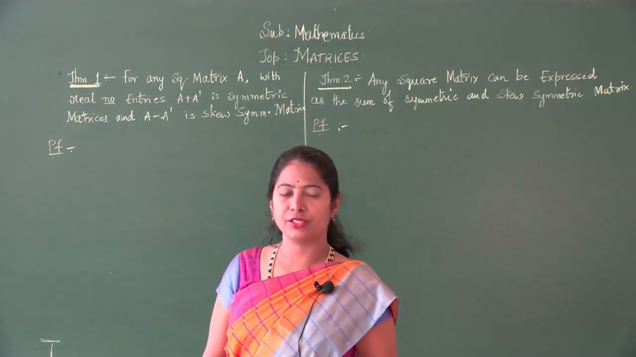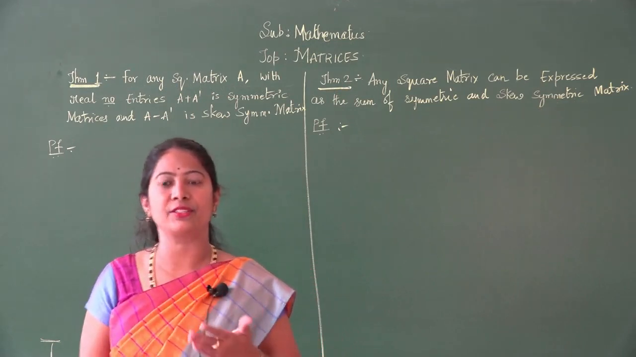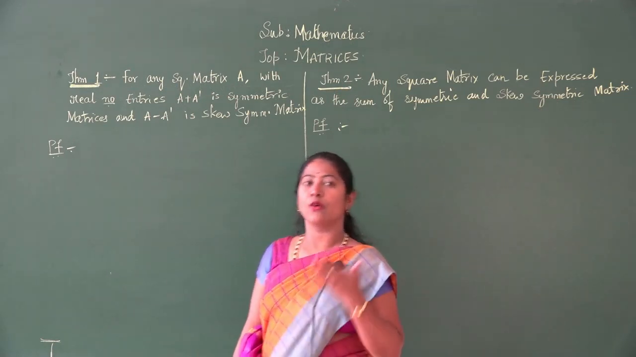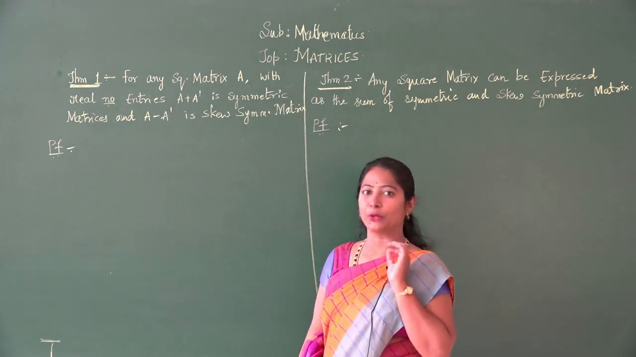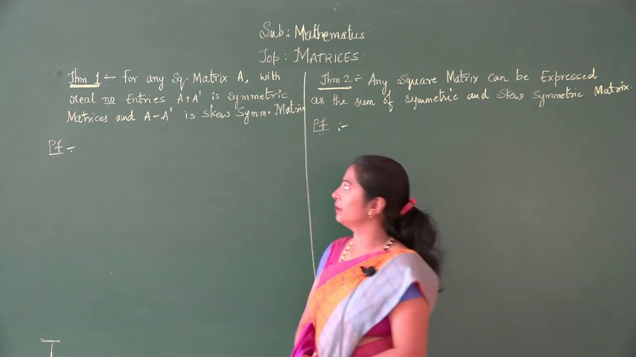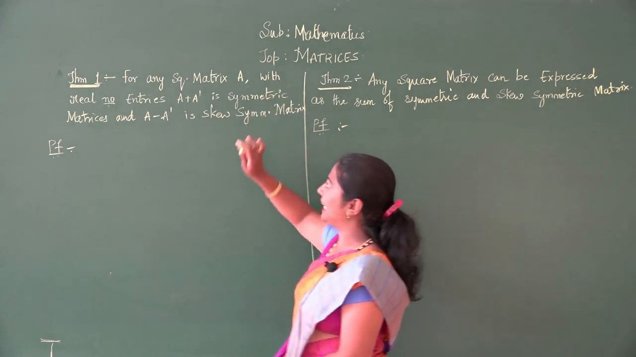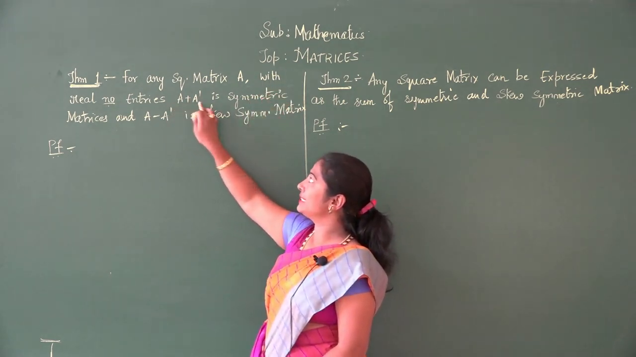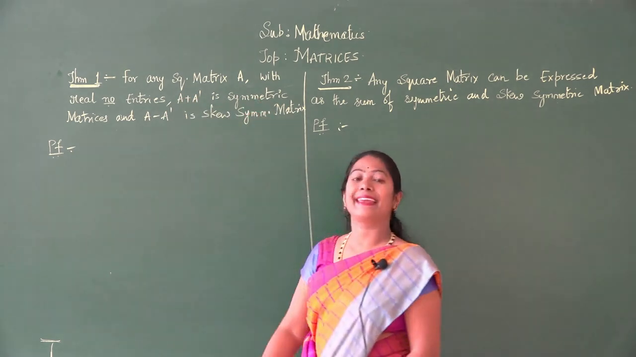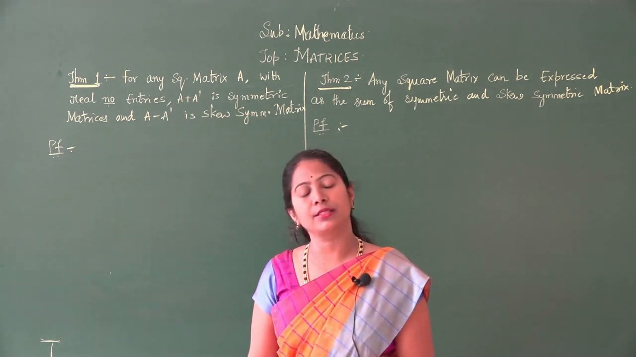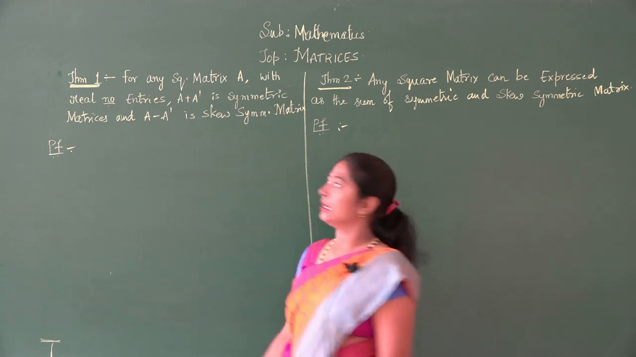Based on the definition of transpose of a matrix, symmetric and skew symmetric matrices, we shall be solving two theorems which are important from the examination point of view. The first theorem: for any square matrix A with real number entries, A plus A dash is a symmetric matrix and A minus A dash is a skew symmetric matrix.